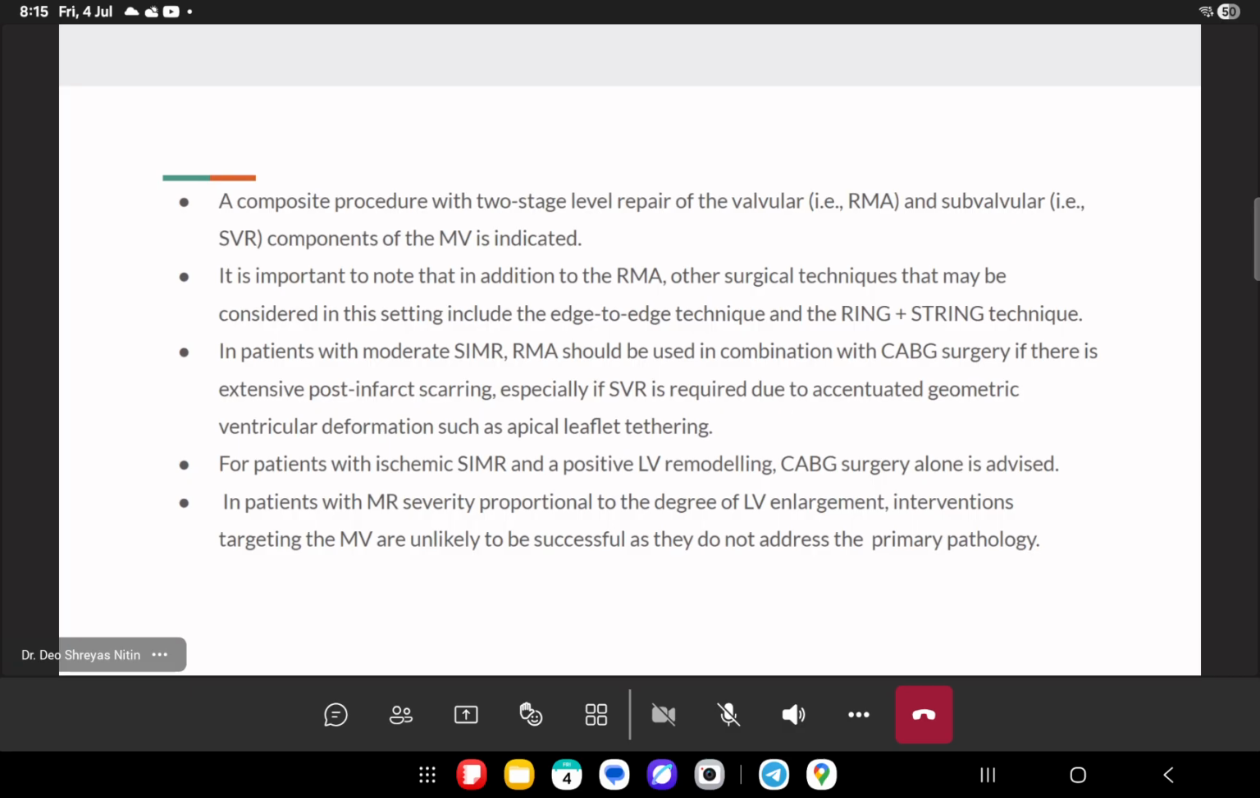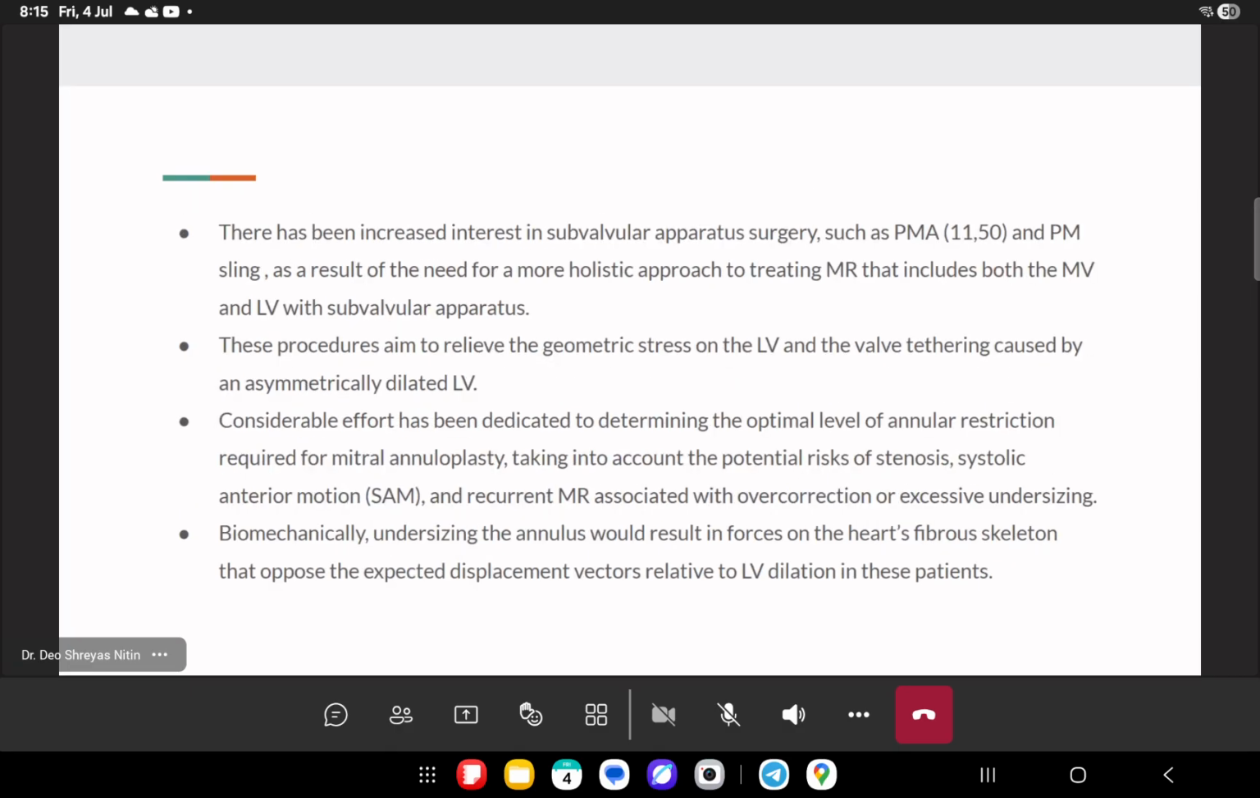advised. In patients with mitral regurgitation severity proportional to degree of LV enlargement, interventions targeting the mitral valve are unlikely to be successful as they do not address the primary pathology. There has been increased interest in subvalvular apparatus surgery, such as papillary muscle augmentation and papillary muscle sling, as the result of the need for a more holistic approach to treating mitral regurgitation that includes both the mitral valve and left ventricle with subvalvular apparatus.